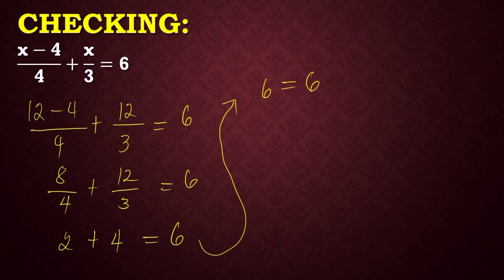So, 2 plus 4, that is 6, equals 6. As you can see, pareho silang 6 equals 6. Or pareho silang 6 both sides. So, therefore, yung nakuha nating value na 12 ay correct. Okay.